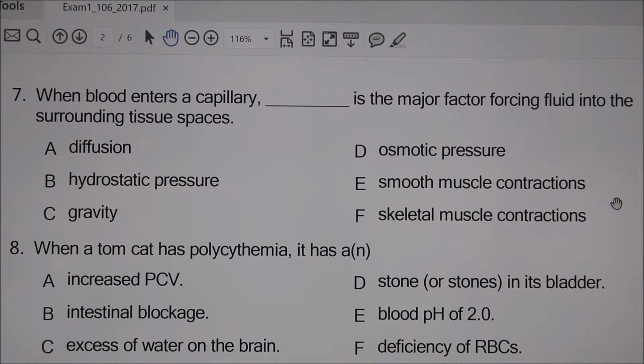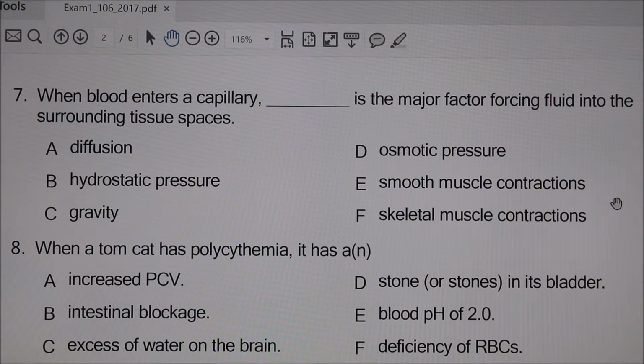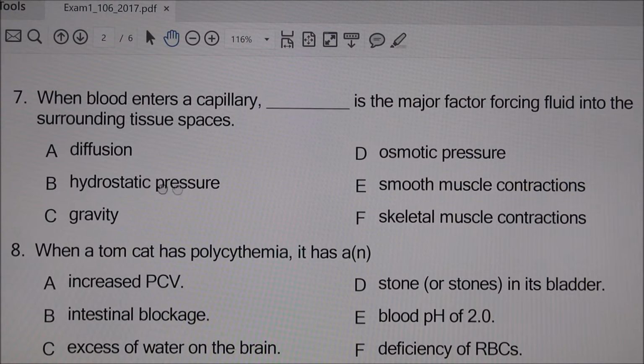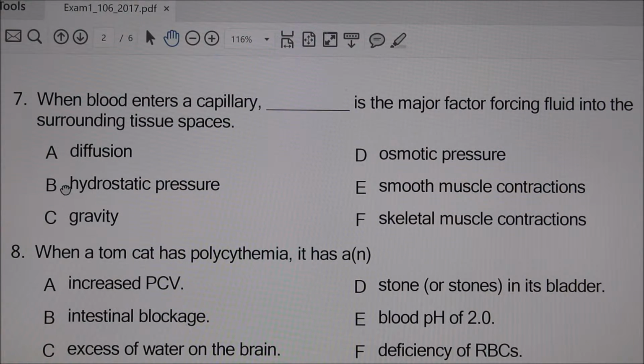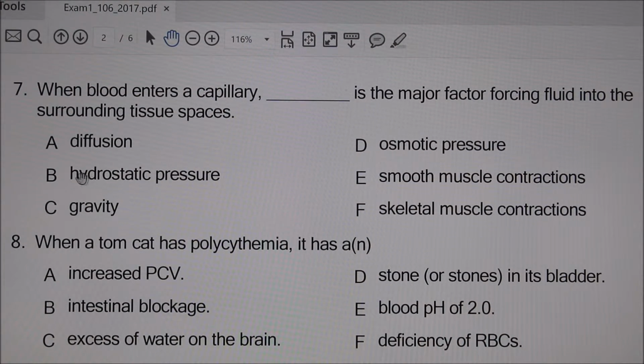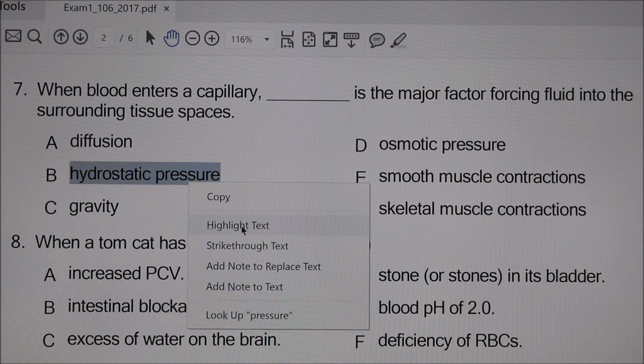Okay, when blood enters a capillary, and this would be on the arterial end, right? You leave an arteriole and you enter a capillary. It ends up being hydrostatic pressure is the major force that makes fluid leave the blood vessel and go into surrounding tissue. And I think a lot of people got that right. So let's see, how do I get this done? Here we go. There we go.